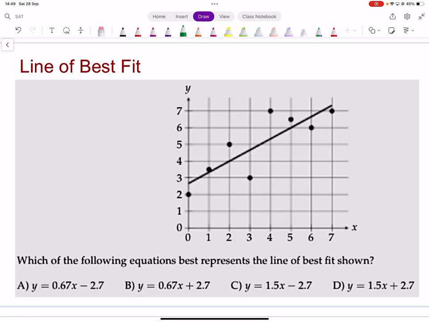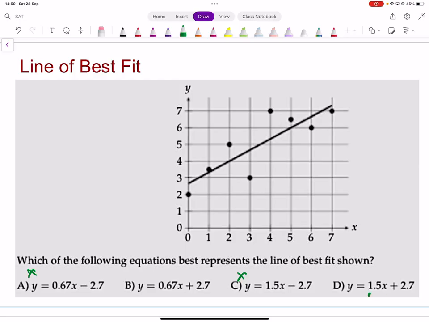Which of the following equations best represents the line of best fit that's shown here? Can you figure this out? It's just a straight line. What's the equation of the straight line? What's the y-intercept? 2 point something, right? Positive. That means this is not possible because here it's negative. This is also not possible, so it's either B or D, right?